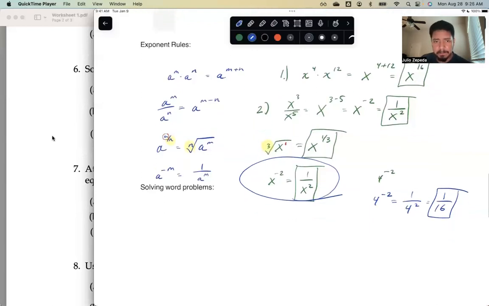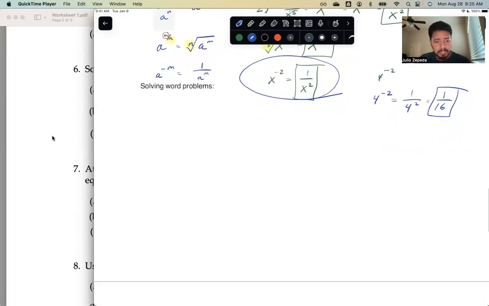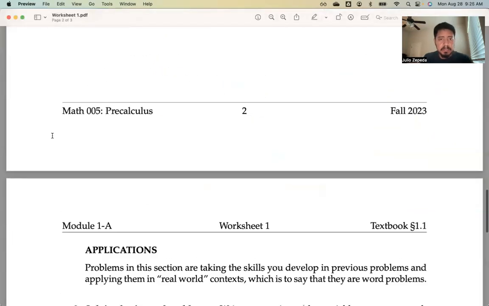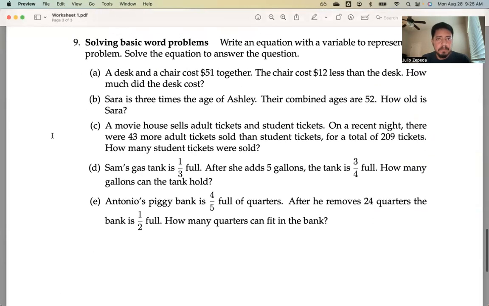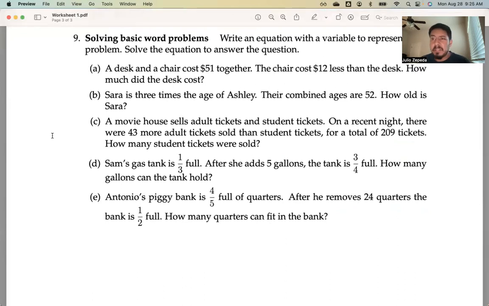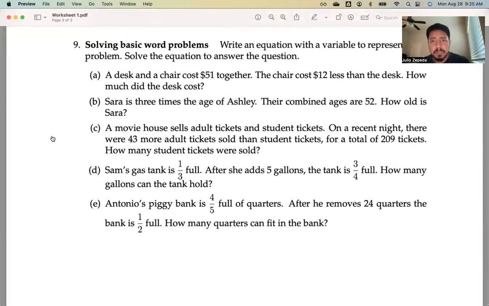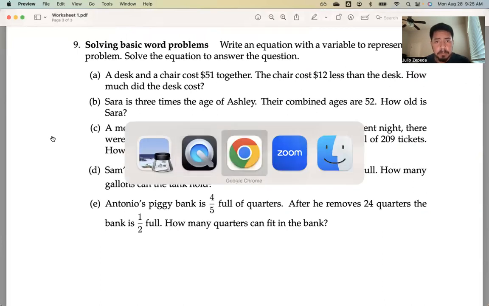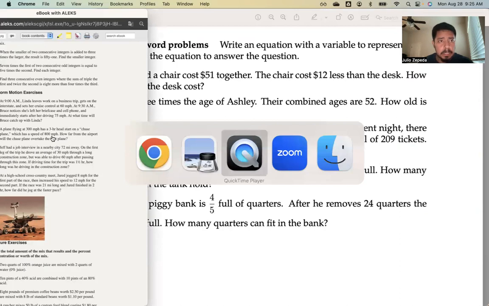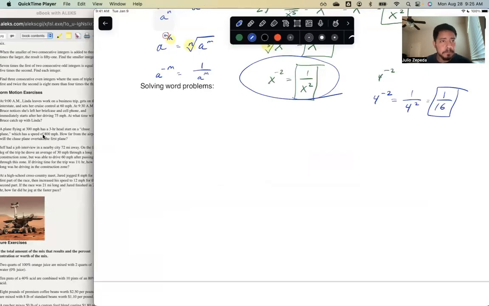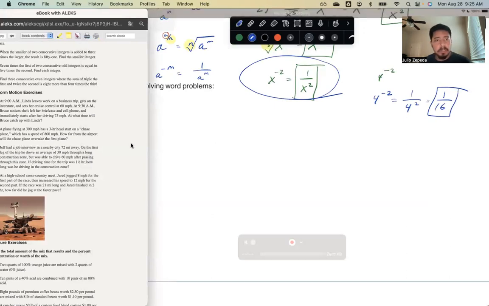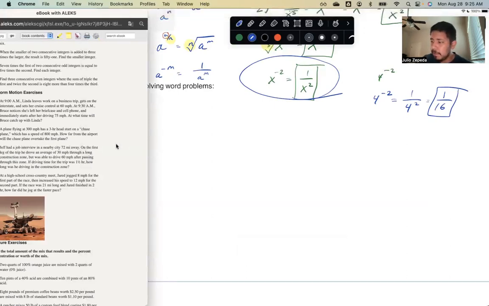Okay, very good. The last topic here is solving word problems. And this is similar to problem number 9. Essentially, what we want to do is read the problem, maybe write down what you think the variable is, and then try to make an equation that represents the situation. So I pulled up a problem here from the textbook, and I'll write it down, and then we can go through it.